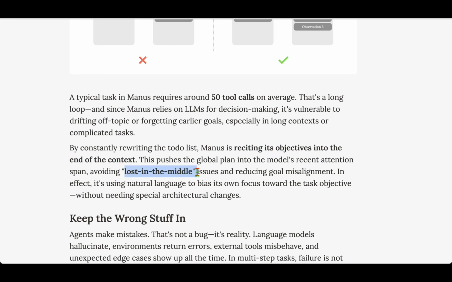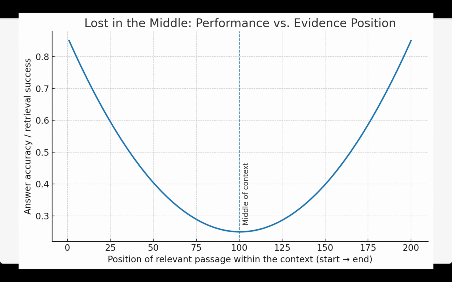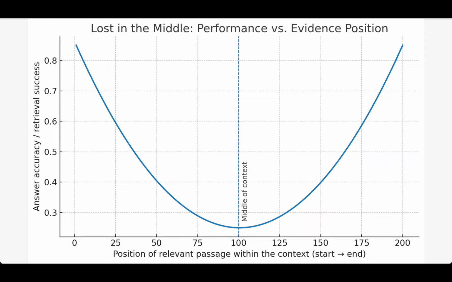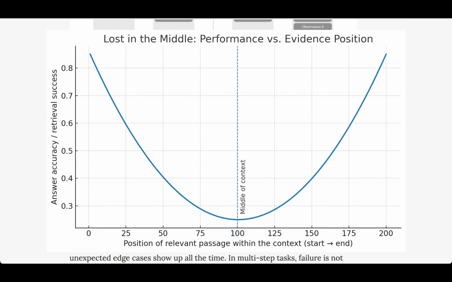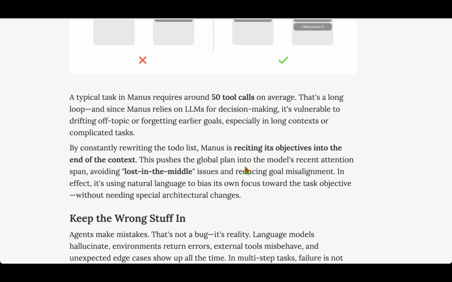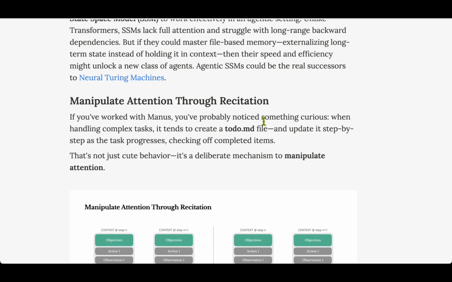This is all to avoid the lost in the middle problem. So if you recollect the curve of the lost in the middle problem, we will notice that if the context is really long, the LLM tends to remember whatever is there at the front and whatever is at the end, forgetting everything that's in the middle. So to bypass this problem, they have introduced this manipulation of attention through recitation.